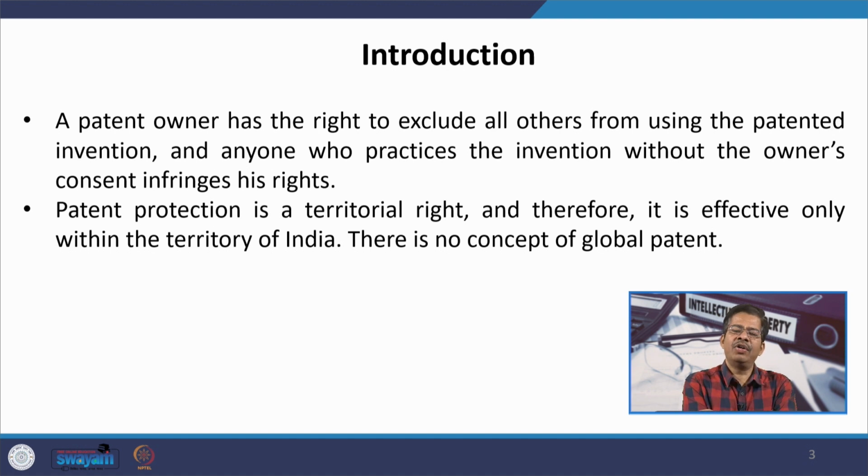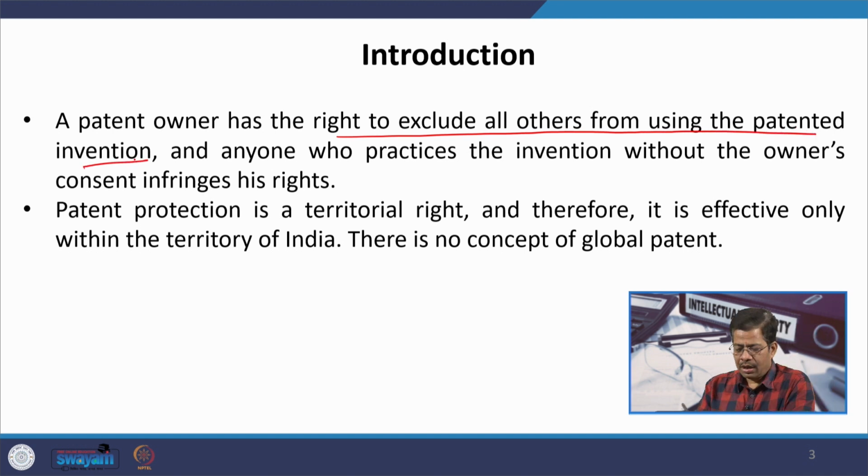So, as we already know right from the beginning of this course, a patent owner has the right to exclude all others from using the patented invention. Here I am writing it in a slightly different way. Generally, we say that a patent owner, an IP owner, has the exclusive right to use it. But here I am saying that I have the exclusive right to exclude all others from using my invention: you will not be able to use it, you will not be permitted.